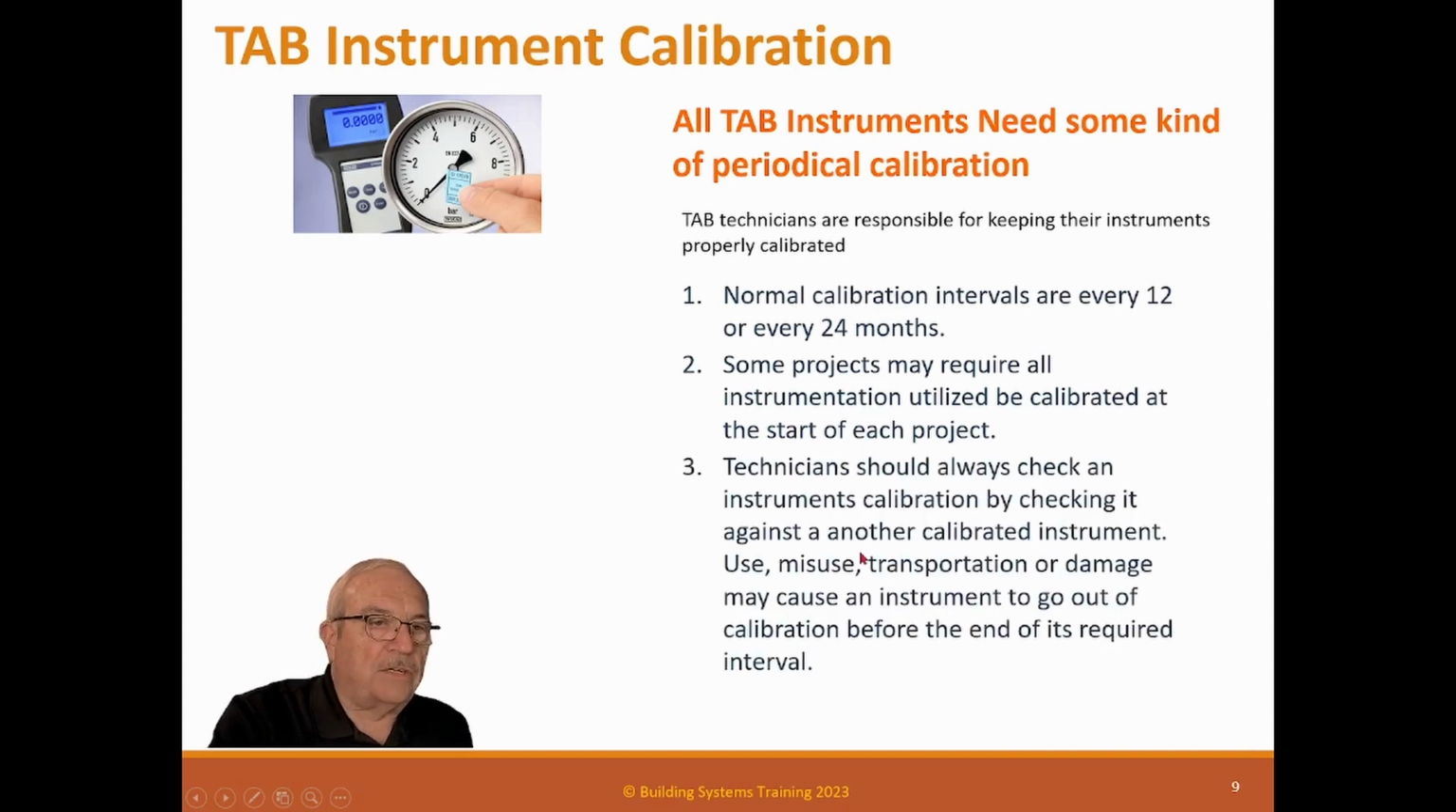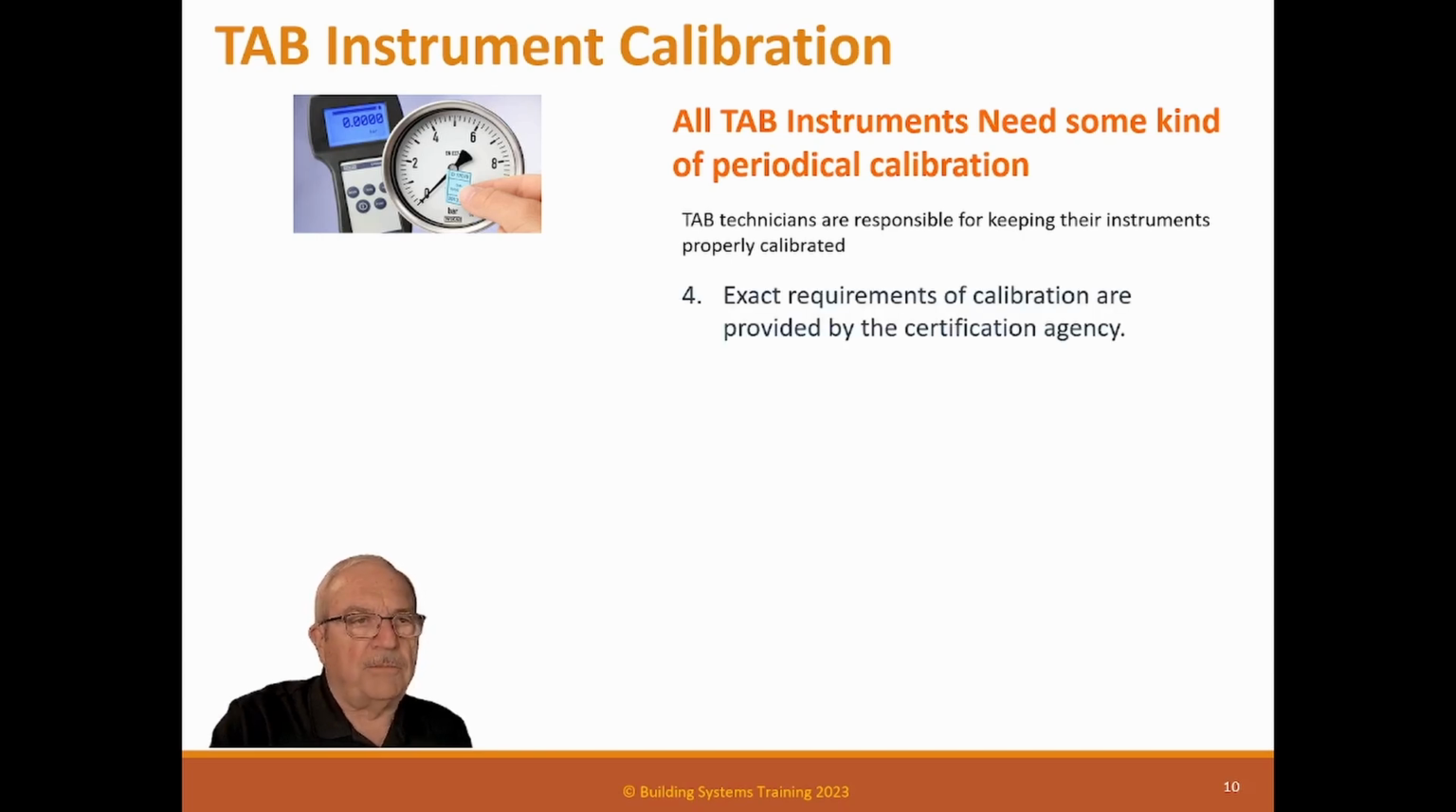Technicians should always check instrument calibration against another calibrated instrument. Use, misuse, transportation, or damage may cause an instrument to go out of calibration before the required interval. The reason this is important is you would like to have real readings, right? You'd like it to be accurate in your report. Well, this becomes really important if you're challenged. If you're on a job that's commissioned by another and he wants to challenge some readings, he expects them to be repeatable. If they're not repeatable, now they start raising questions that maybe you don't have accurate data. You don't want that. You want it to be right the first time.